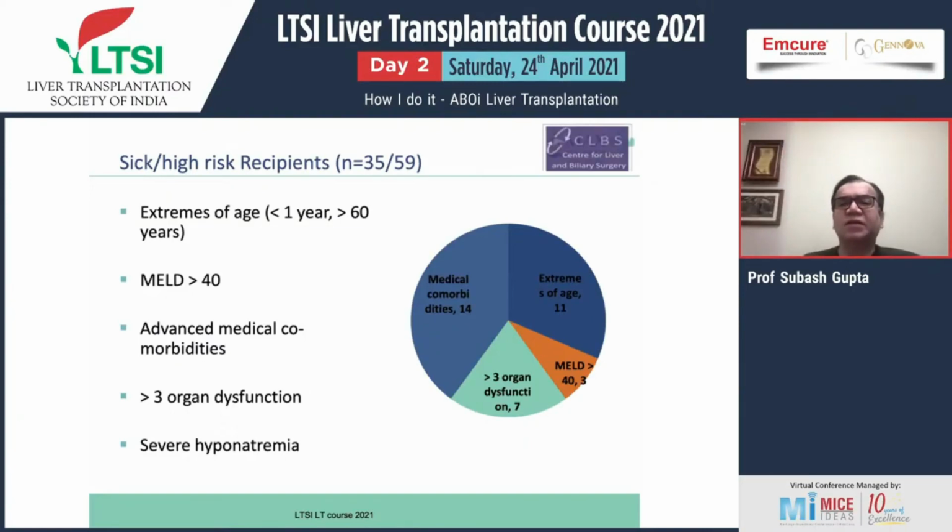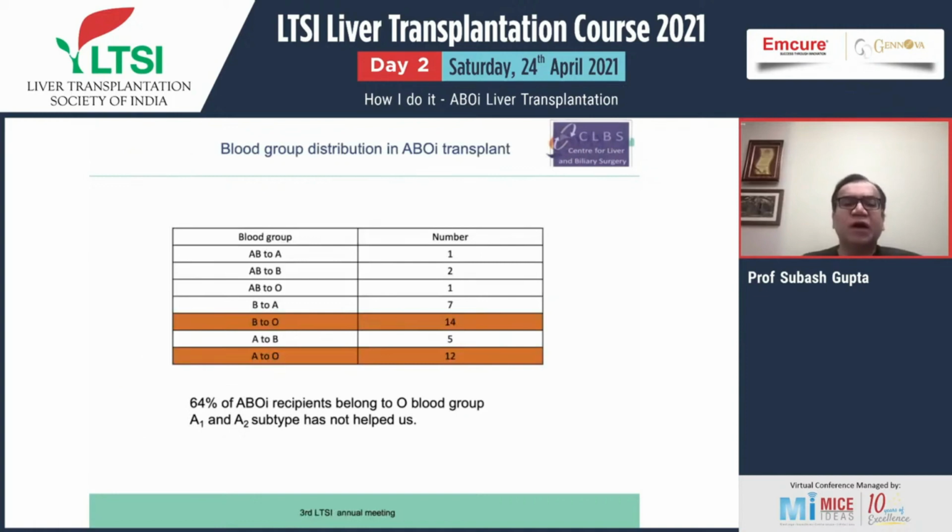Male sex, advanced medical comorbidities, and more than 3 organ dysfunction were also high risk, and 35 out of these 59 were high-risk recipients. Most of our ABO incompatible recipients were from B group and O group, because as is our problem here, we cannot do swaps if the recipient has blood group O. A1, A2, we tried to look at it, but we rarely find any donor who's A2 here.